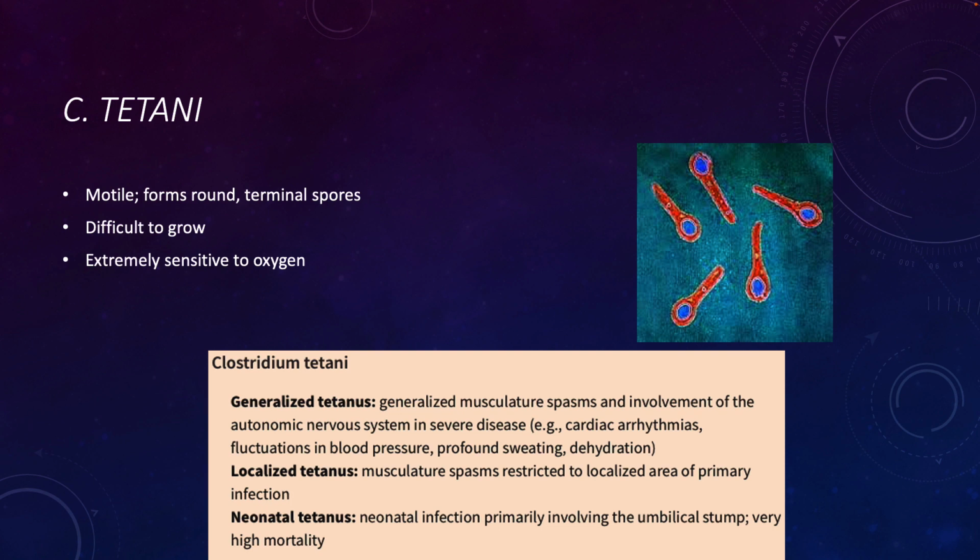We can see three manifestations of disease. Generalized tetanus. So tetanus is like muscle spasms. So you can have it occur all over the body. You can have it be localized where the primary infection is, or you can have infection of neonates, and this is primarily involving the umbilical stump.